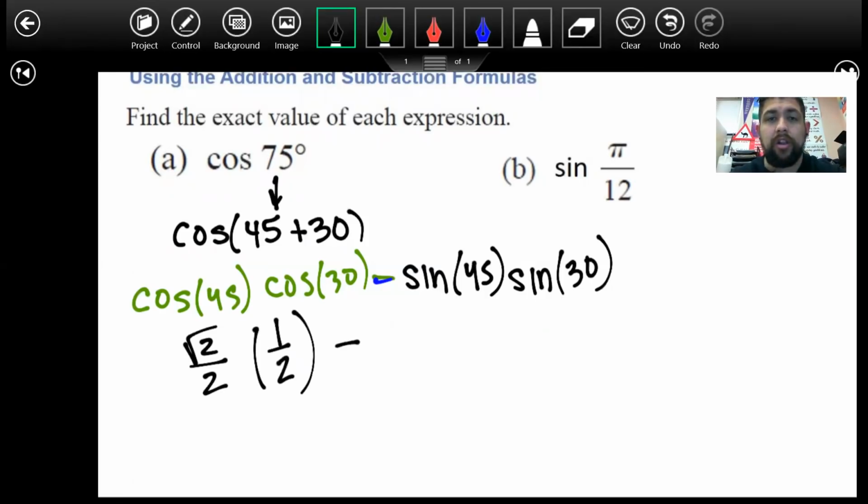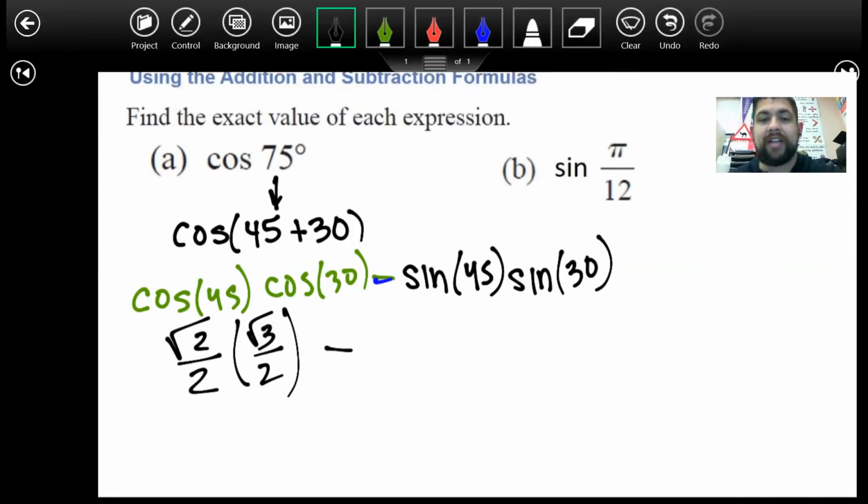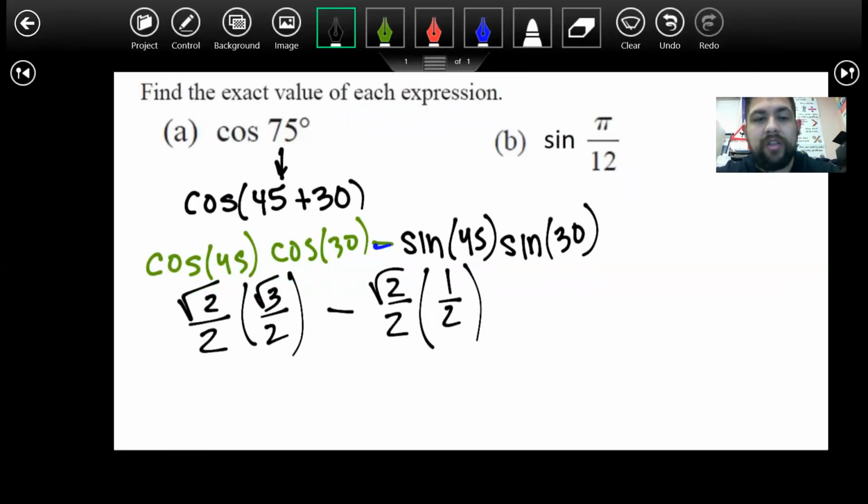We're going to subtract. Looking at sine of 45, I just messed this one up. Sorry guys, I made a boo-boo here. Sorry, cosine of 45, I looked at the wrong number. Cosine of 45 is rad 2 over 2. Cosine of 30 is rad 3 over 2. Subtracting, sine of 45 is going to give me rad 2 over 2. And sine of 30 will give me 1/2. My apologies.